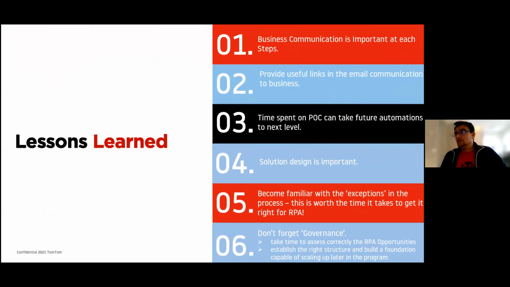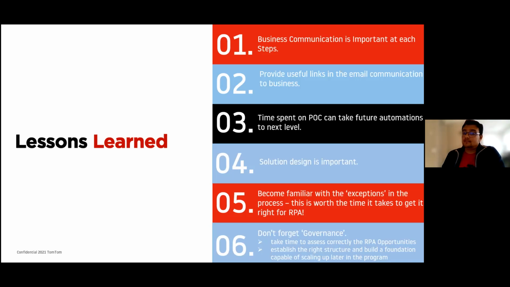Second, provide useful information and links in the email communication, which is very important and which we found very useful. We have used it in almost every robot where we are sending communication to business, because nobody wants to open and search for it. They want the data and a more personalized email, which looks system generated, but is more personalized and customized.